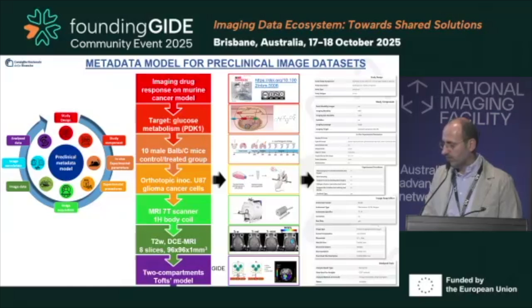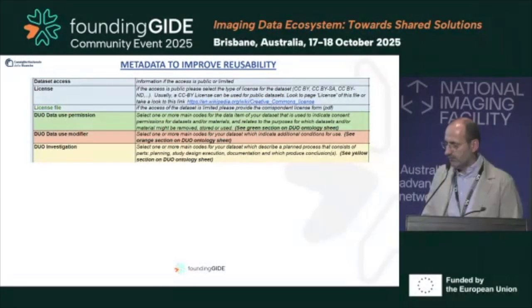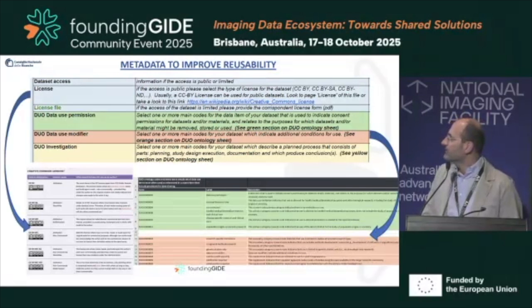So we have this preclinical metadata model, and then we are also exploiting some metadata in order to improve reusability, meaning that we also provide information about the license by which you can have access to the data, and we exploit the data use ontologies that give you information about the way in which you can reuse the data and the permissions for reusing it. And this should improve the reusability of these images.